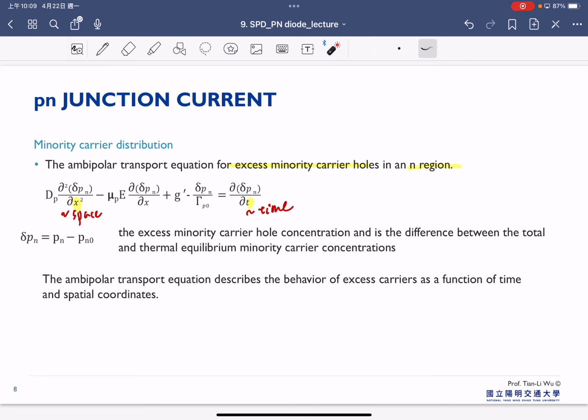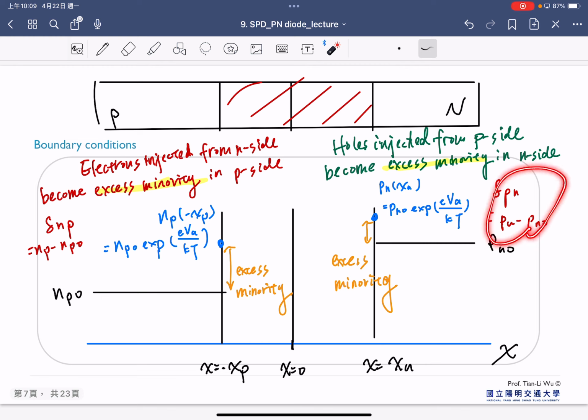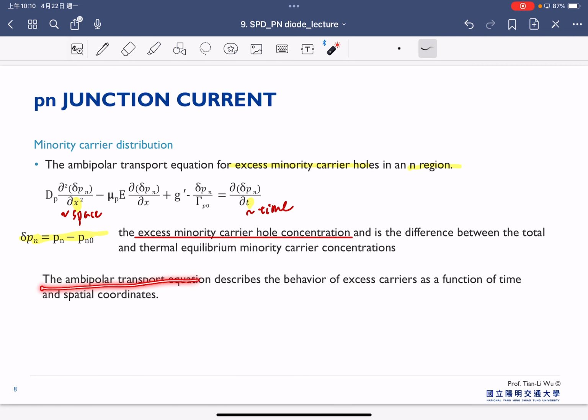And also, the excess carrier can be expressed as shown here. So excess minority hole concentration is the difference between the total and thermal equilibrium minority concentration. So this is the one in here. So that's the excess minority hole concentration in the N region. So the bipolar transport equation describes the behavior of the excess carrier as a function of time and spatial coordinate.